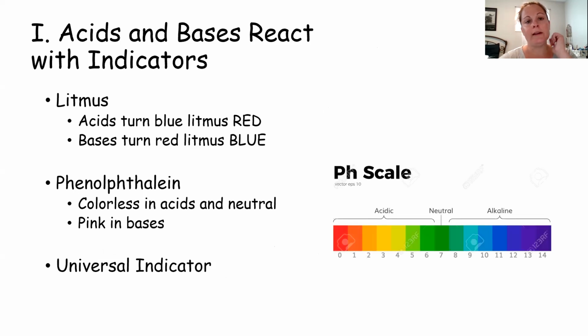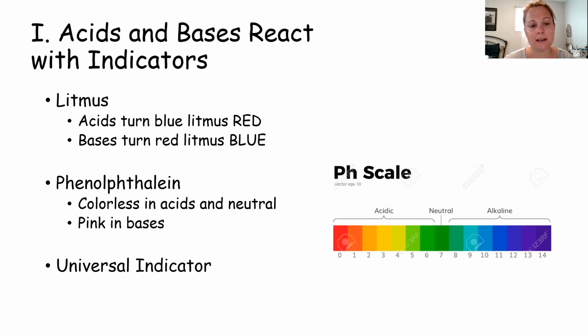So section 1, acids and bases. A property that they have is how they react with indicators. In the virtual lab, you saw that for something to be considered acidic, using litmus, litmus turns red in an acidic substance, whereas bases are going to take that litmus and turn it blue. So when it comes to litmus, acids are red and bases are blue.